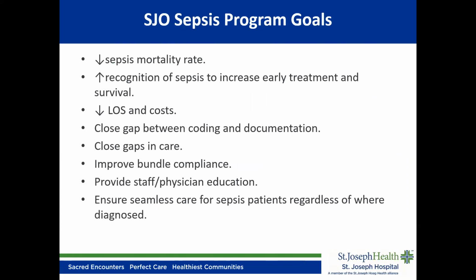This is just kind of an overview slide of our overall goals of our program here at St. Joseph's. Obviously, the most important thing was trying to reduce our mortality and the overall sepsis mortality. And a lot of the rest of these go along with that. But we wanted to recognize sepsis earlier to help with the mortality. We wanted to do our best to reduce the length of stay when possible and reduce costs along with reducing the mortality and improving care. And then we needed to close some gaps in our documentation on how we were identifying the patients with sepsis, severe sepsis, septic shock, things like that.